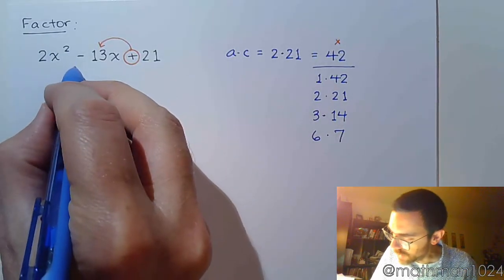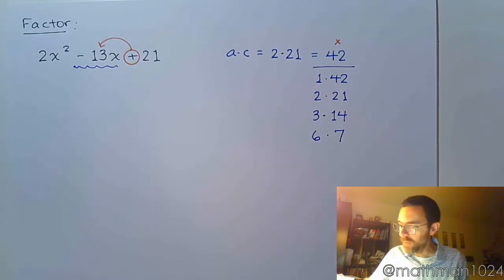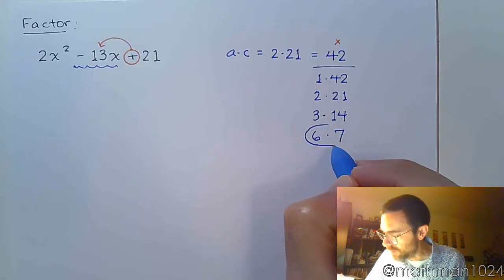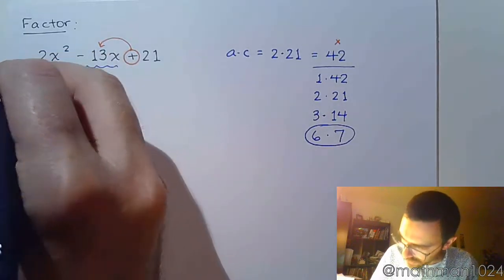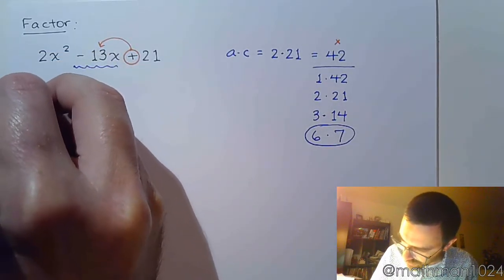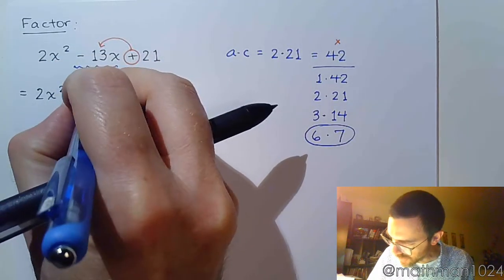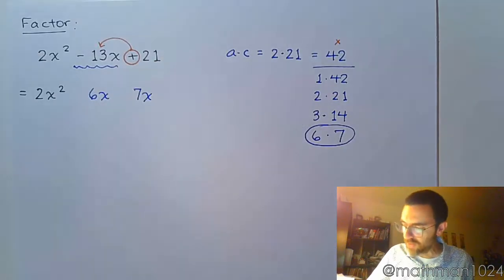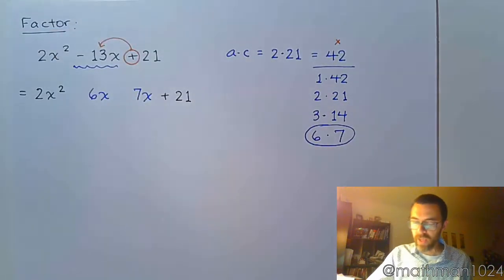All right, so let's see how we're going to get the negative 13x. I need numbers that add to 13, and it's right here, 6 times 7. So we're going to rewrite this: 2x squared, I've got 6x and 7x and then plus 21.